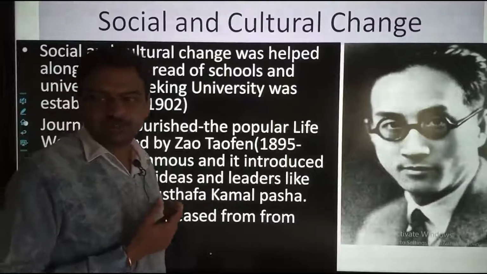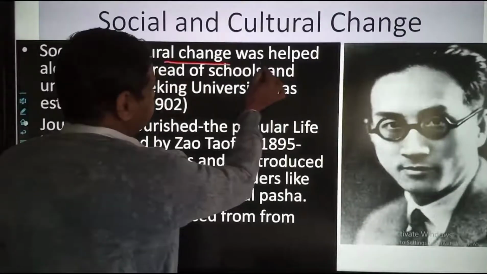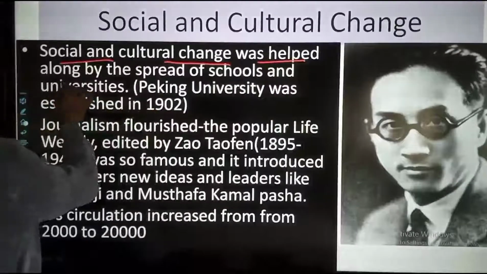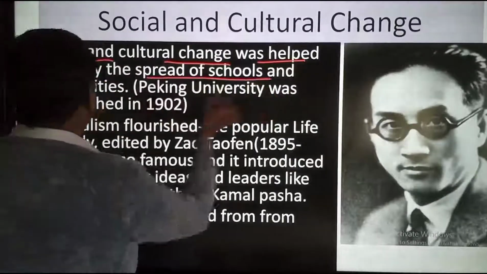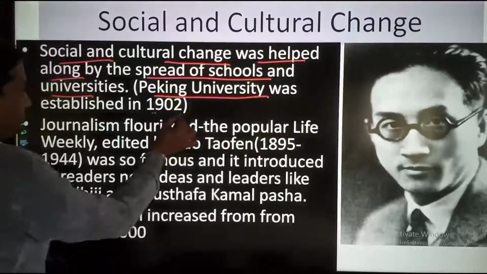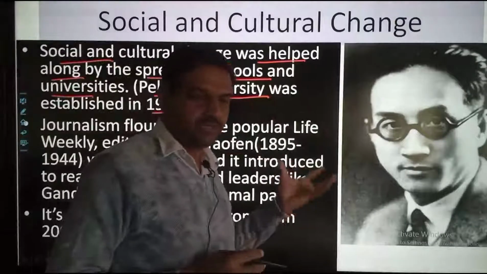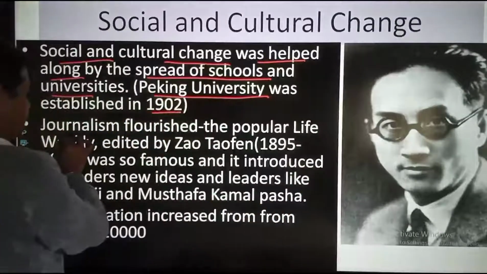Now what social and cultural change took place at that time? Social and cultural changes were helped along by the spread of schools and universities. Peking University was set up in 1902. So modern schooling was also started in China during the time of Kuomintang.